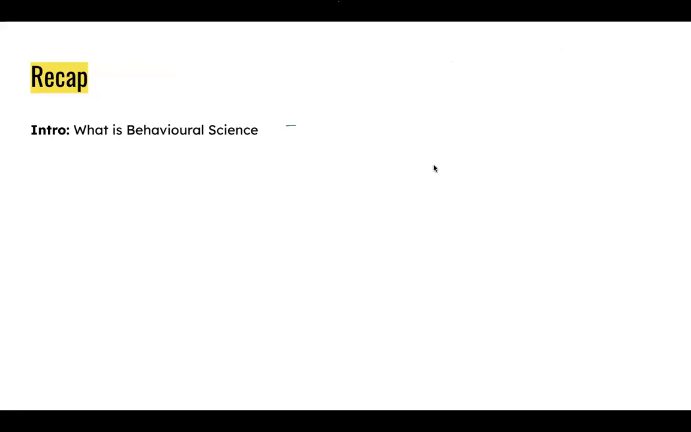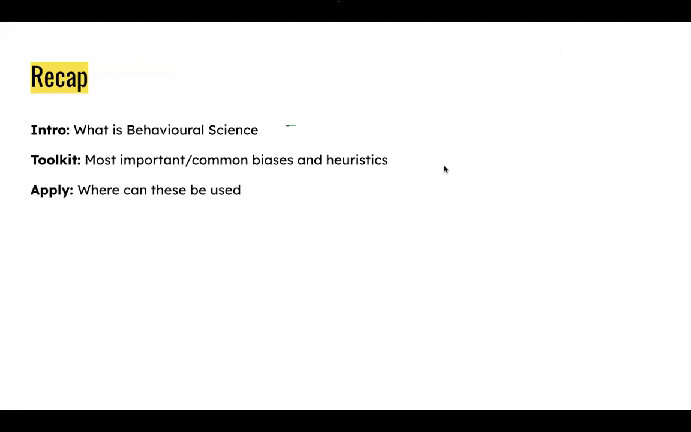We saw what behavioral science is and why it's relevant. We saw a bunch of common biases and heuristics, which I think would be really helpful when you're actually trying to apply it in your product. Then we saw how you can use it.